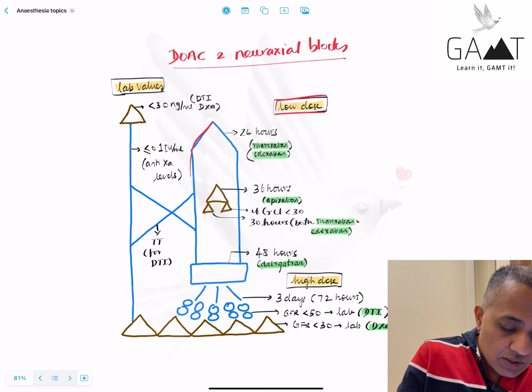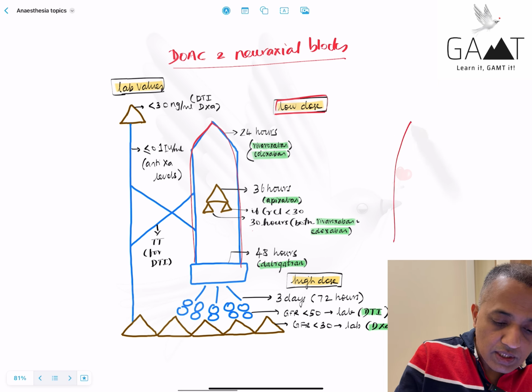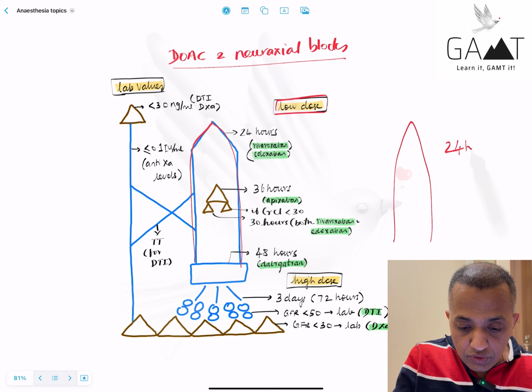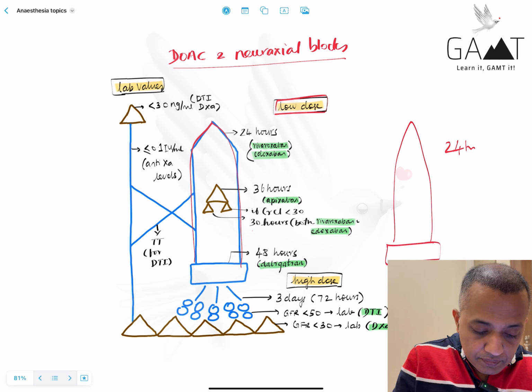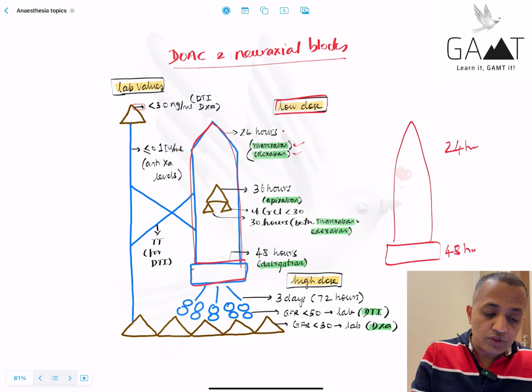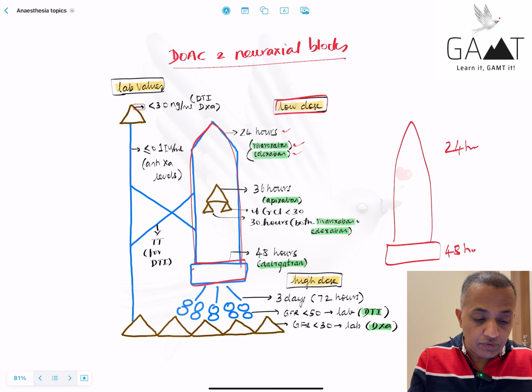So you see this part of the rocket. There are 2 sides, one side here, the other side here. So that stands for number 2, stands for 24 hours. And then you have the base of the rocket here, which is 4 sides, which stands for 48 hours. Okay, so 24 hours, 48 hours. Clear so far? Okay, so with rivaroxaban and edoxaban, you need to wait 24 hours after the last dose. This is for low dose again, before you do a neuraxial block. Okay, and for dabigatran, you have to wait for 48 hours. Right, so rivaroxaban, edoxaban, dabigatran.